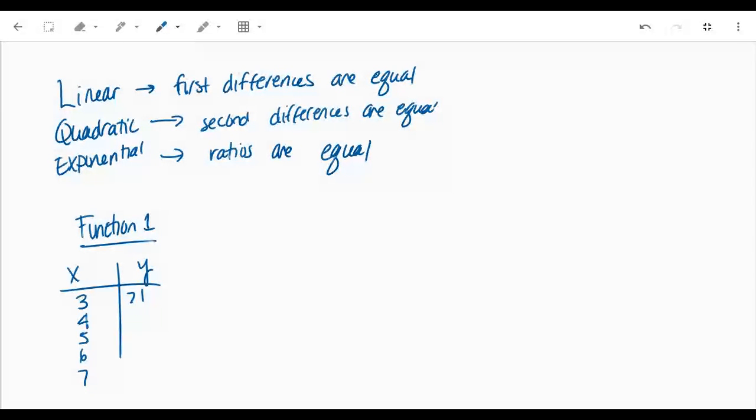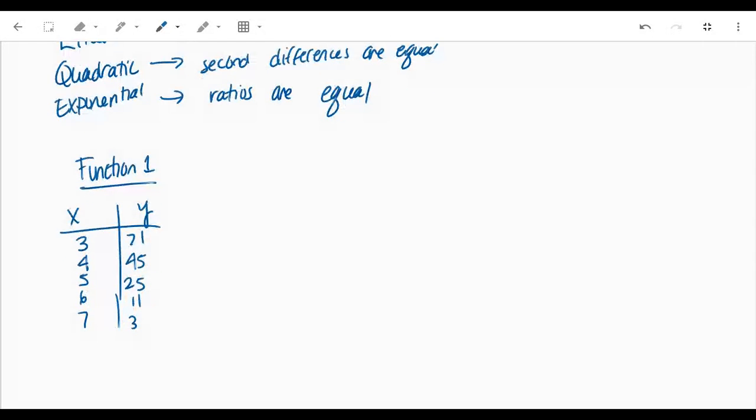And 71, 45, 25, 11, 3. Okay, so you can see as we go up by 1, we can check our differences. So 71 to 45, this is minus 26. 25 minus 45, that's minus 20. So it's not linear. Okay, 11 minus 25, that's negative 14. And 3 minus 11, that's negative 8.